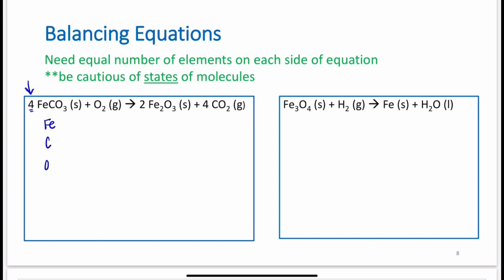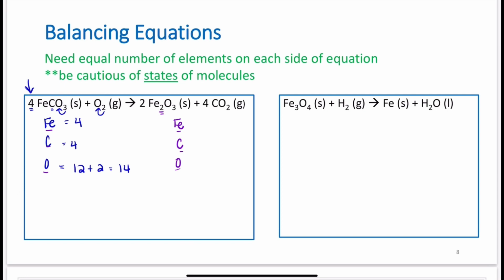I've got a 4 in front, which means I have 4 iron, 4 in front, 4 carbon. I've got 3 oxygen here, but a 4 in front, so I've got 12 oxygen here. I have another 2 oxygen here. Overall, I have 14 oxygen on my reactant side. On the other side, I'm going to write the elements in the same order: iron, carbon, oxygen, iron, carbon, oxygen. And I'm going to compare them.